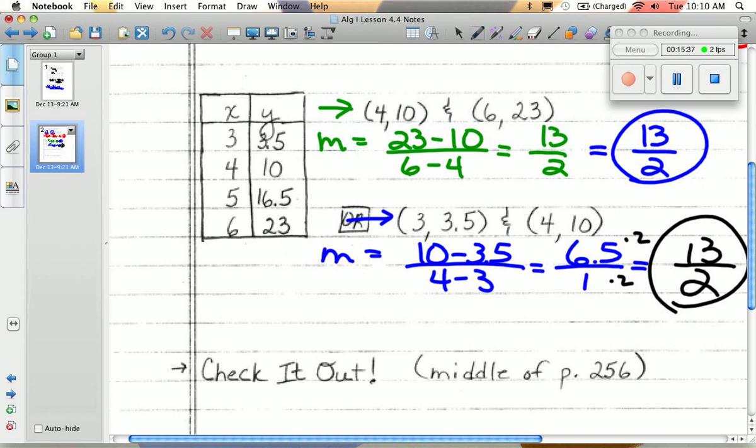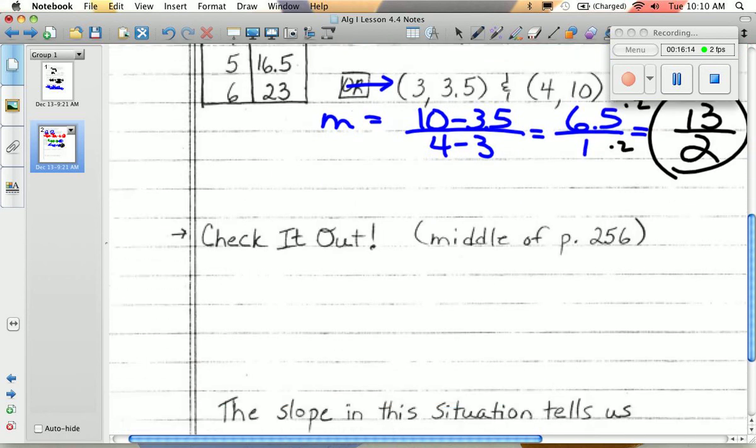What direction is this one going? What's its behavior? It's positive. Oh, you'd love to tell me about what kind of behavior it has. It's rising from left to right. Is it? What do you think? You think it's steep or not steep? 13 halves. It's rising 13, it's running 2. What do you think? Is it steep or not steep? Steep. Yeah, if it's going up 13 and only over 2, that seems like it's going to be a pretty steep slope, isn't it? Okay, any questions?